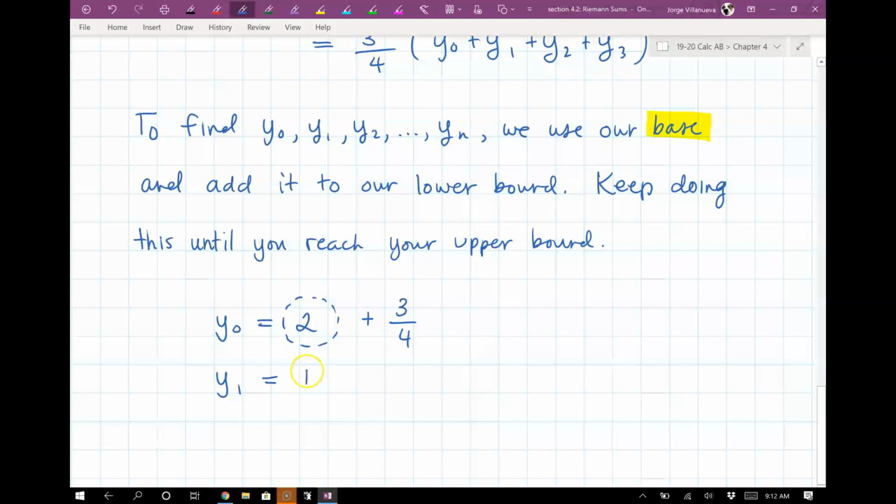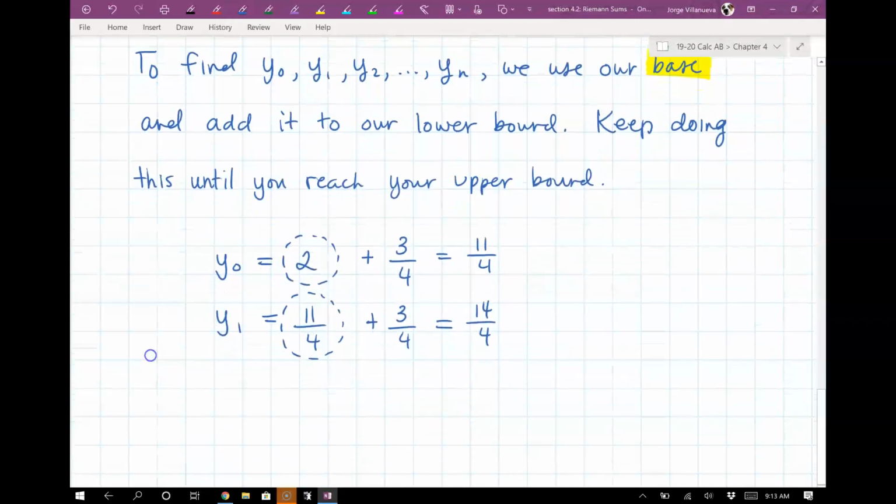So 11/4. Okay, so I'll write it right here, 11/4. That's what goes in that y sub 1, 11/4. Now keep adding 3/4. So 11/4 plus 3/4, that's 14/4. So that's y sub 2, 14/4.